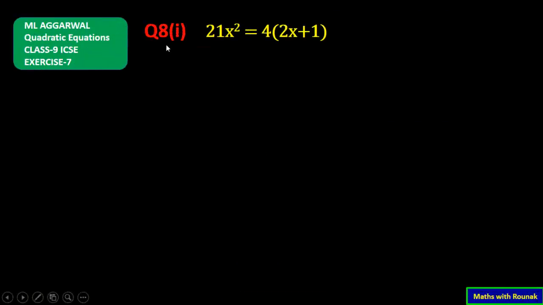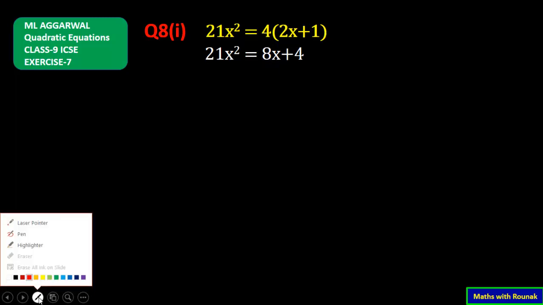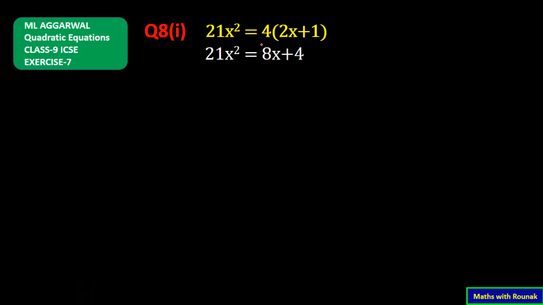So let's begin with question number 8 part 1, which is 21x square is equal to 4 in bracket 2x plus 1. Now we have to open the bracket first. 21x square is equal to 8x plus 4. 4 into 2x will give us 8x, and 4 into 1 will give us positive 4. Now we have to transpose this whole term to the left hand side. So it will be 21x square minus 8x minus 4 is equal to 0.